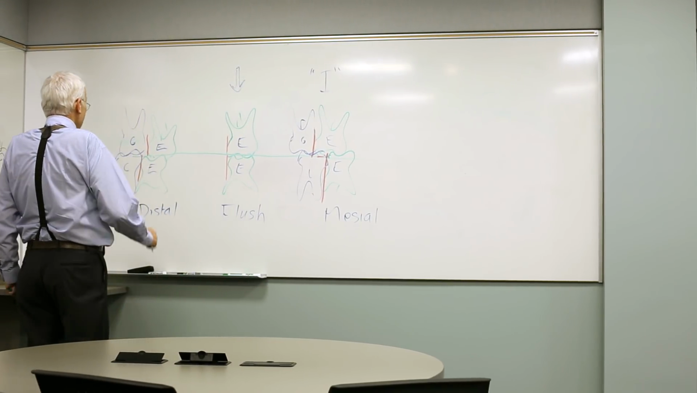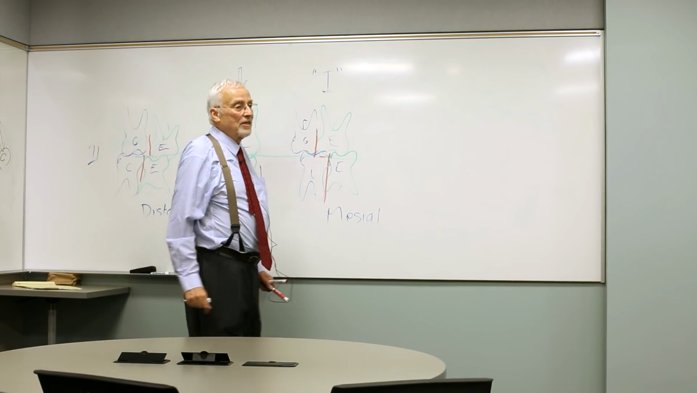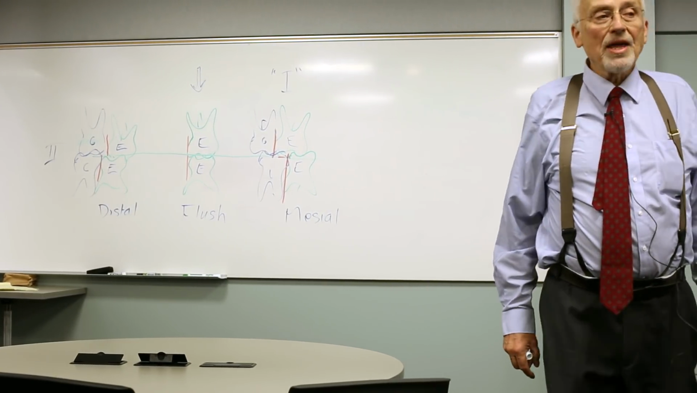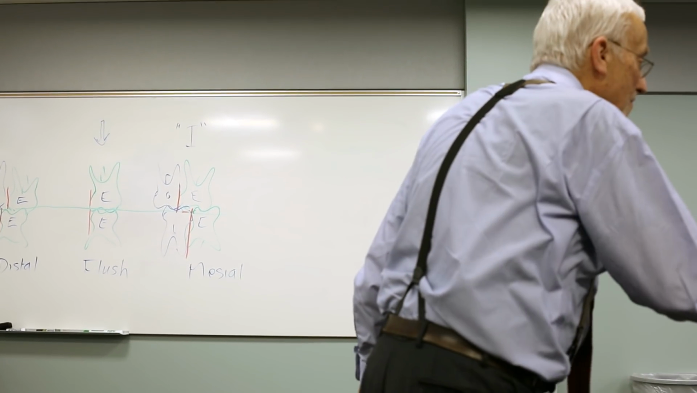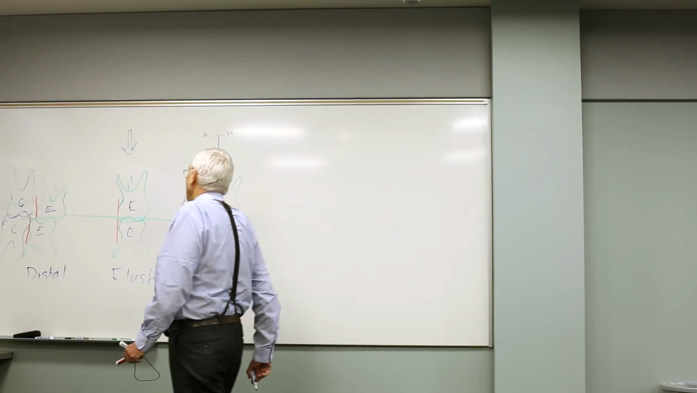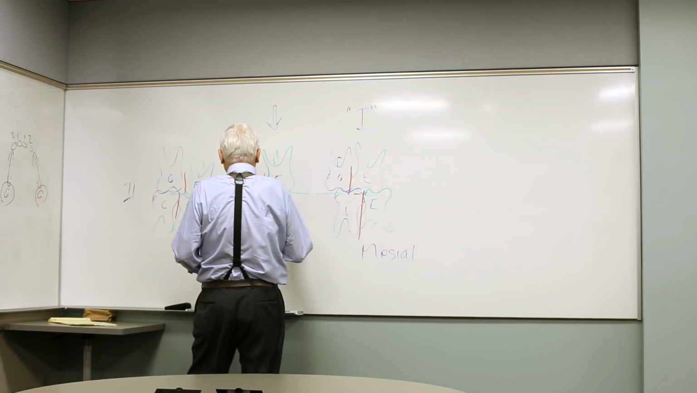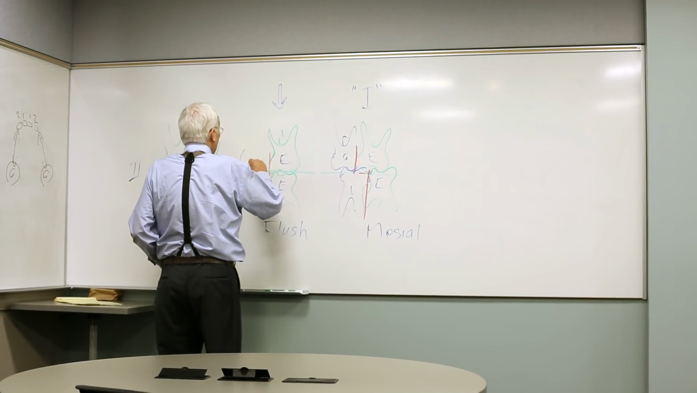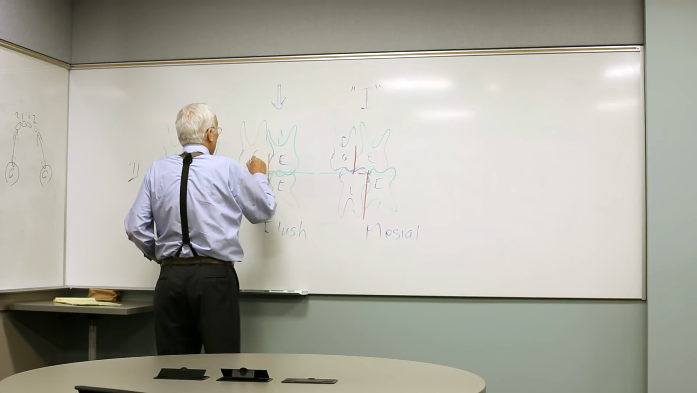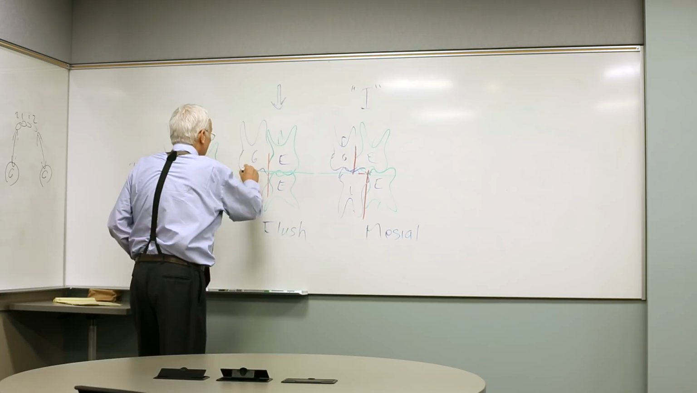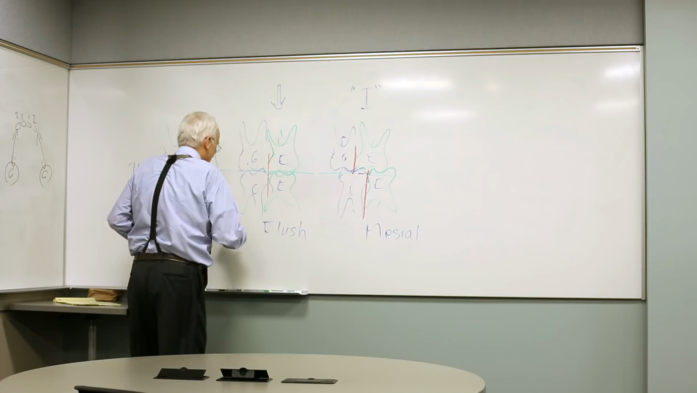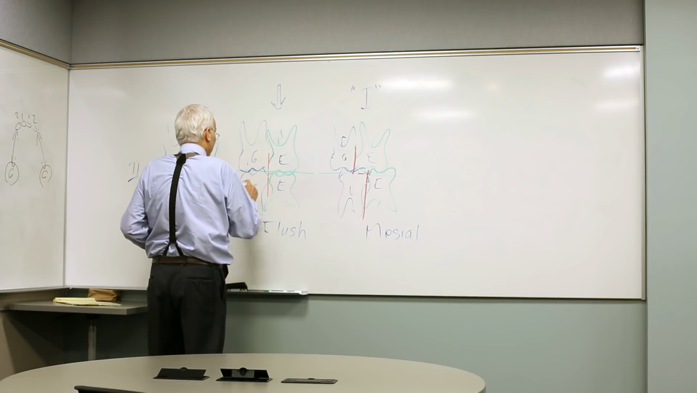Okay. The most common, however, is a flush terminal plane. How would the first permanent molars come in? What? End on. Yes, they'd come in end on. Well, I didn't exactly get that end on, but just to be a little more precise. Yeah. End on.